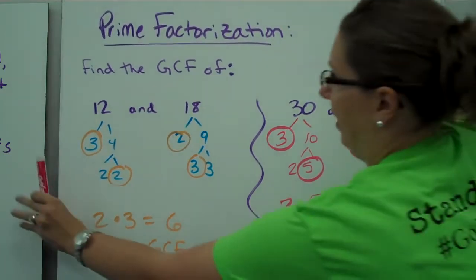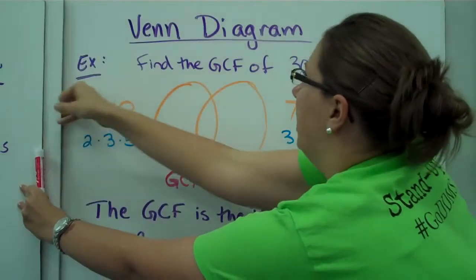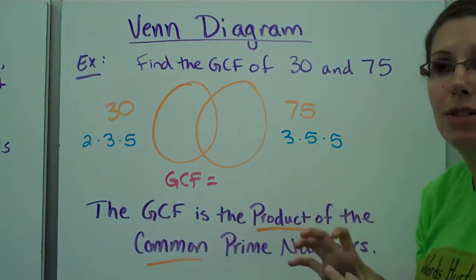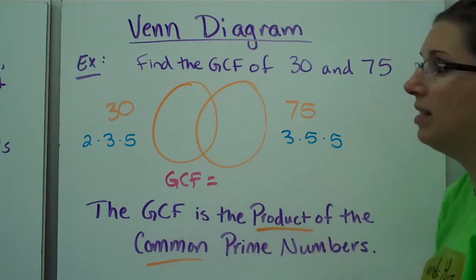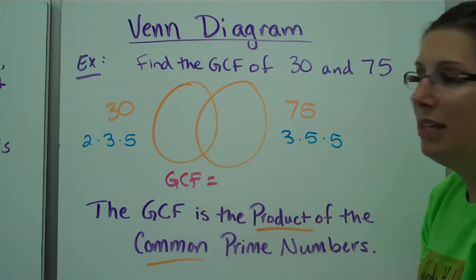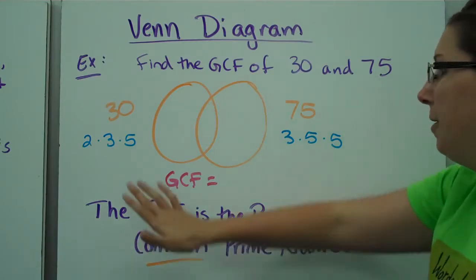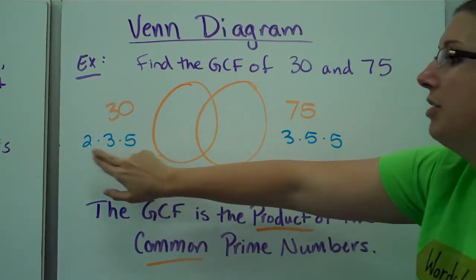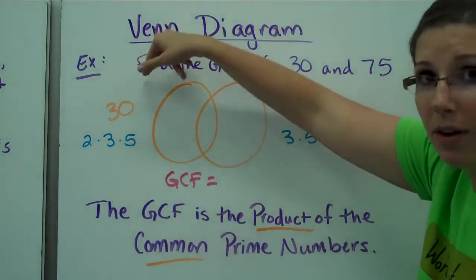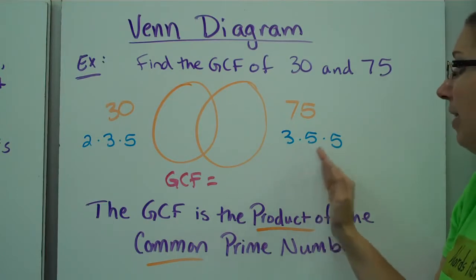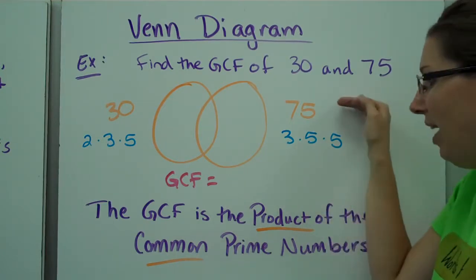Another method is called the Venn diagram. It's the same example we just did, but visually it's a little different. So here's a Venn diagram. You might remember this from language arts, but over here I've got my number 30. And I just found the prime factorization of it. 2 times 3 times 5 is 30. And I've got the number 75. Again, 3 times 5 times 5 is 75.